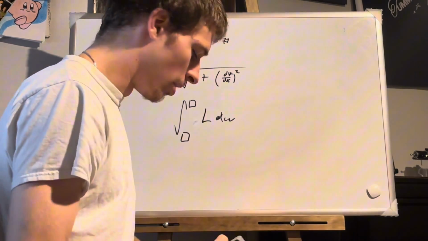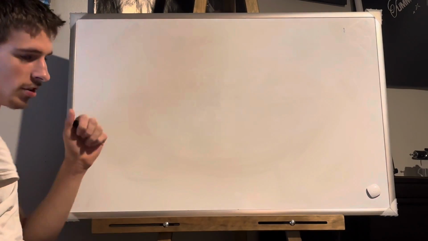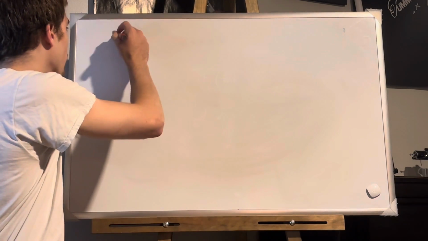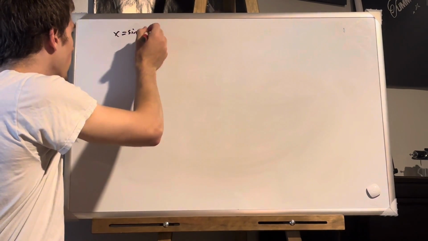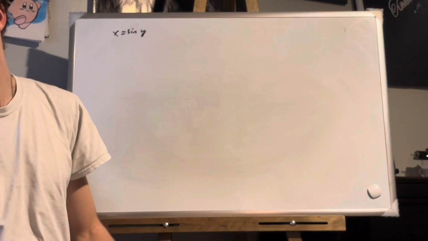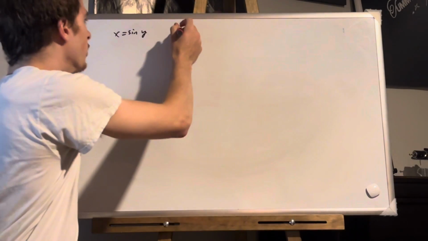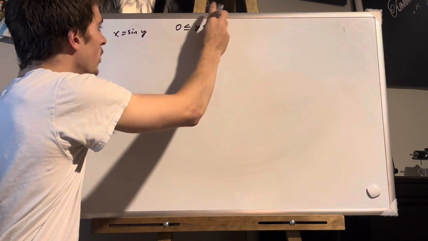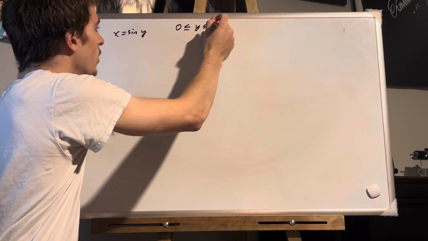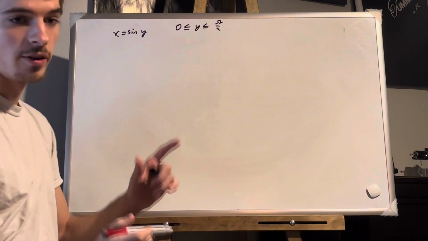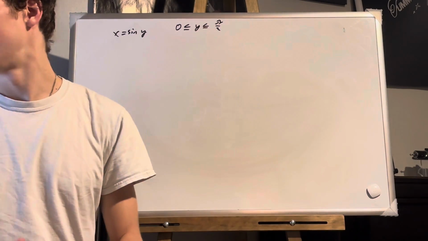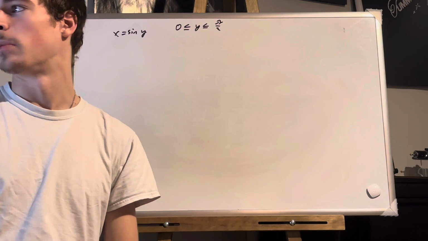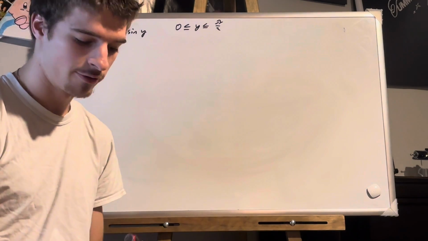Here, let's do a problem. Section 8.1 in Stewart, arc length. If we're given something like x equals sine of y, between 0 and pi over 2. Okay, this is what's given. And it's saying, hey, I want you to set up an integral for the length of the curve.